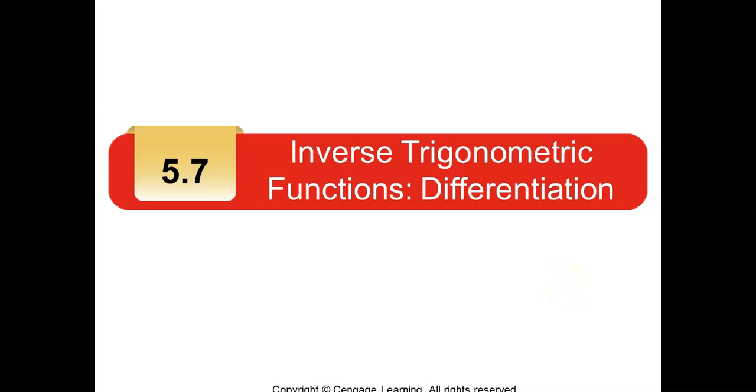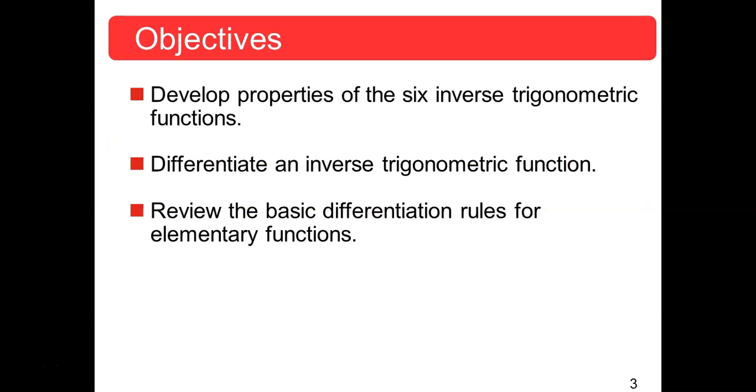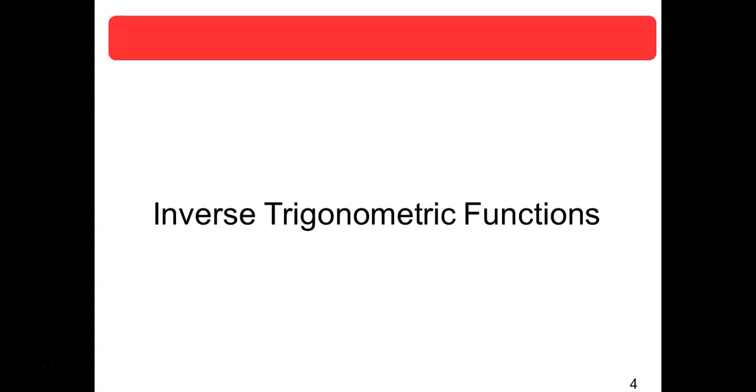Okay, so the next thing we're going to be talking about is chapter 5.7 over inverse trigonometric functions and how we are able to differentiate them. So looking at the differentiation of inverse trig functions, the main things we'll be looking at today are developing the properties of the 6 inverse trig functions, being able to differentiate inverse trig functions, and reviewing some of the basic differentiation rules for other elementary functions that we did early on.